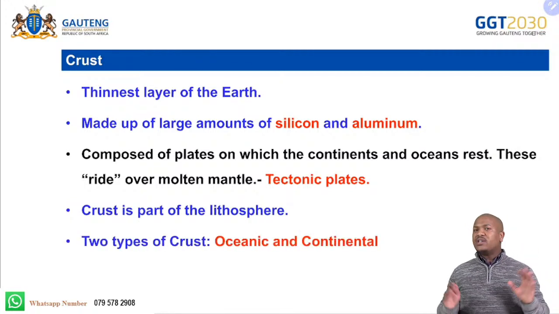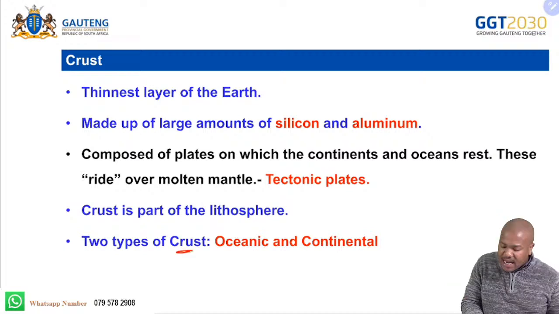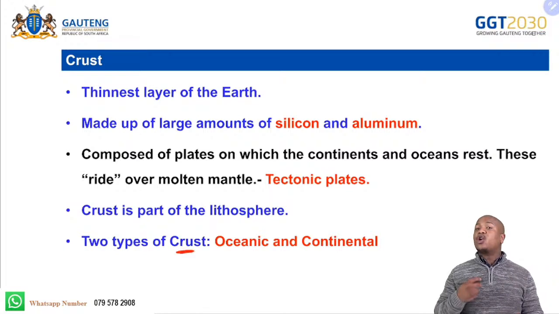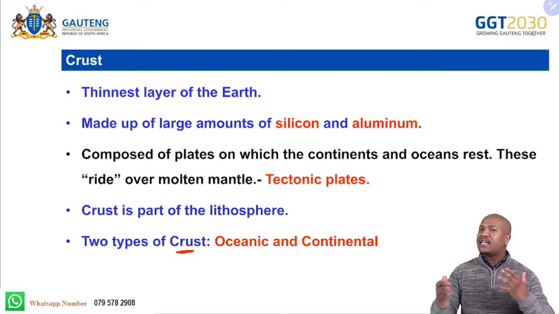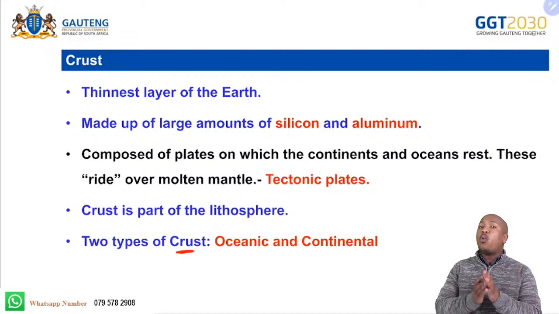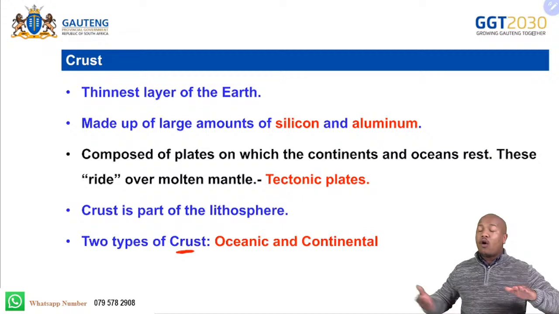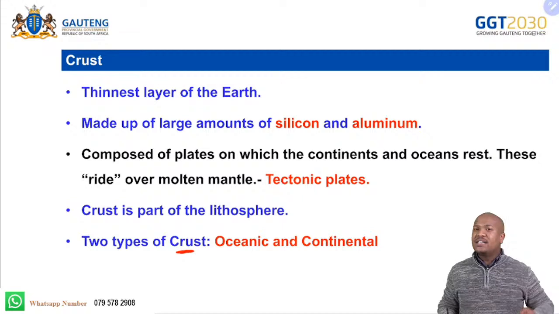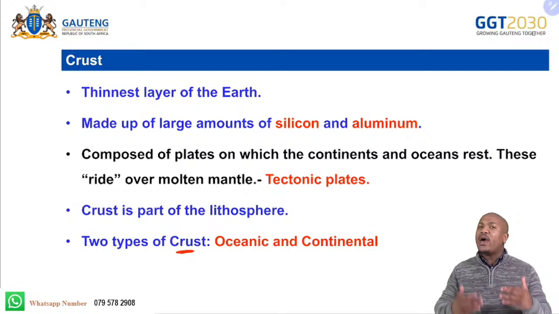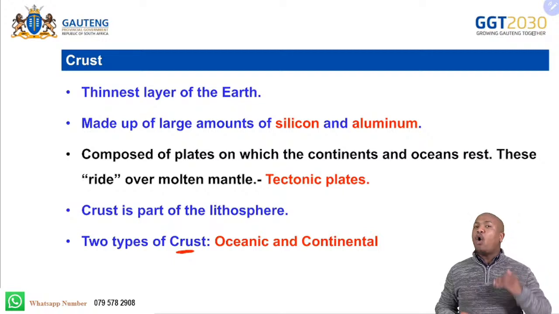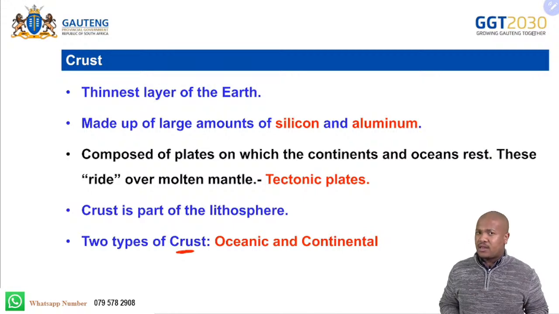So now there are two types of crust, right? The oceanic crust and the continental crust. As the words say, the oceanic crust is the one that is the floor of the ocean. It is the crust that encompasses and houses what? Water. And the continental crust is the one that you and I are standing on now, all the solid rocks and soil of the Earth.